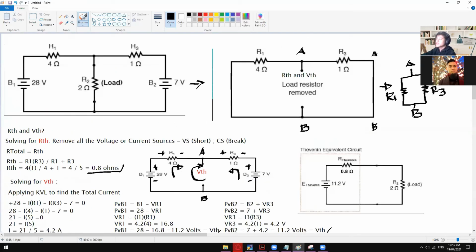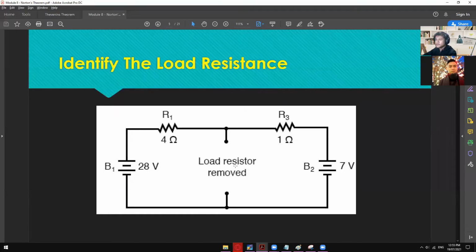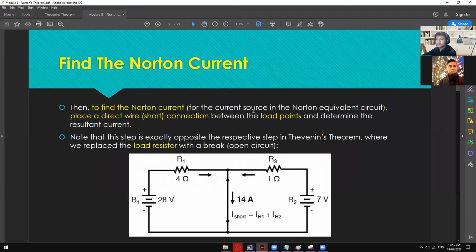You will have this R1 and R3, and they are now in parallel connection since we have node A and node B right here. And the one that you will get is of course 0.8 ohms. So after solving the RN, I always forget, RN is the Norton's resistance. Then you can now find the Norton current.